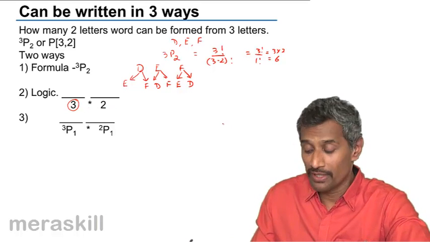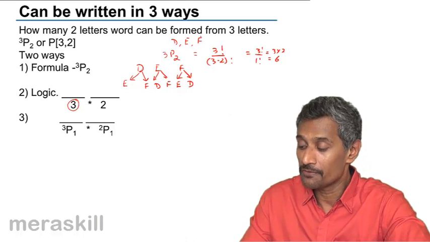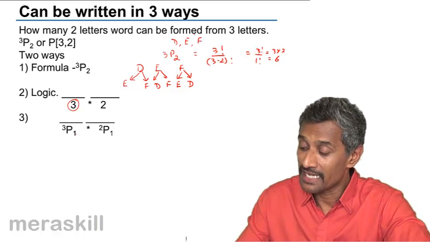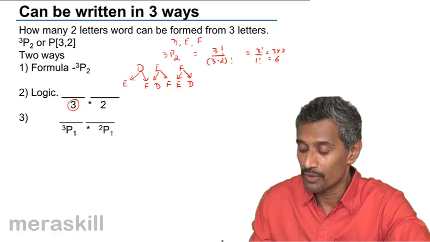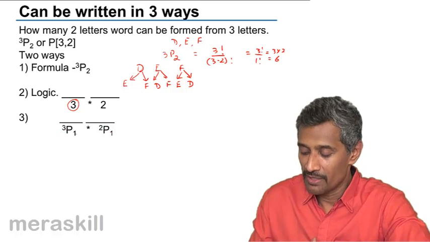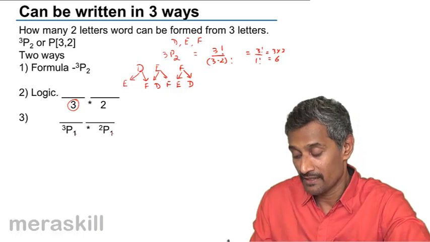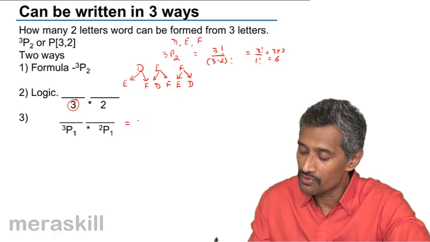The other way of doing the same thing is you're selecting the first one out of 3, which means 3P1, and then the second one out of 2, which means 2P1. So first you selected 1 out of 3 and then another one out of the remaining 2. So this also gives 6. All three give it as 6.